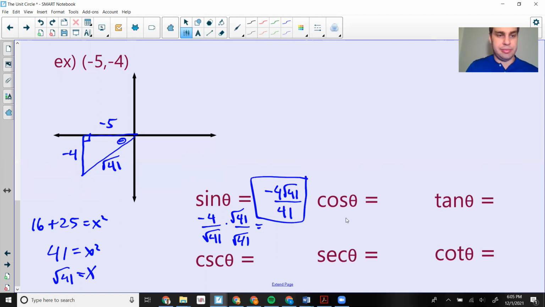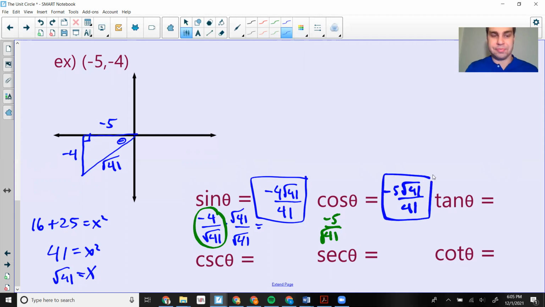Okay, cosine is going to be negative 5 over square root of 41. Notice here back in my other one, don't work harder than you have to, okay? We already did one almost identical to this where we start off with negative 4 in our first case over square root of 41. So our answer is really going to be almost identical, just I'm replacing the negative 4 with a negative 5. Negative 5 square roots of 41 over 41. You can check my math, make sure that is correct.